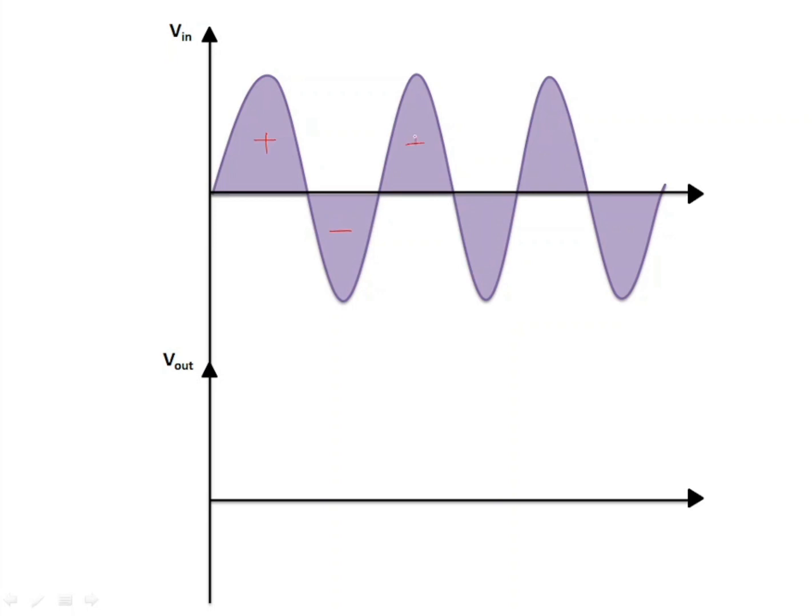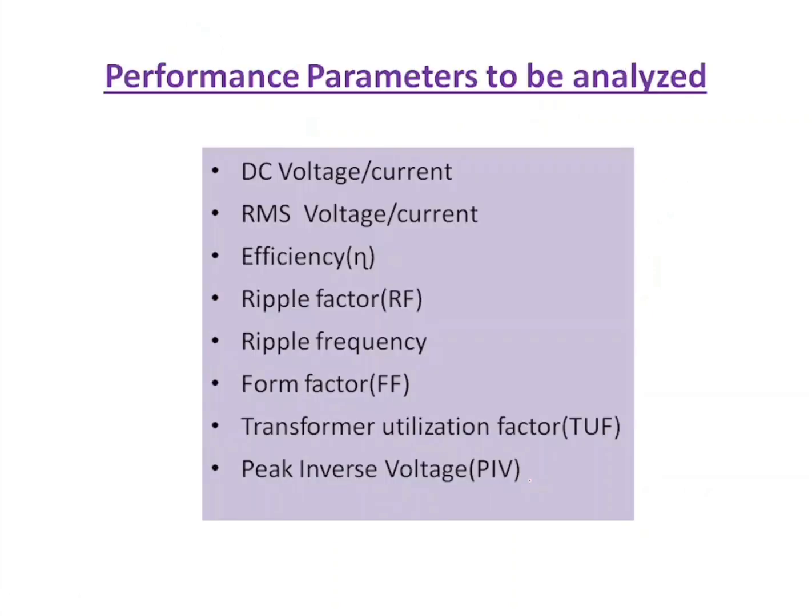We have already talked about the input and output waveform of the rectifier. Input has both positive and negative cycle, but when we come to the output, what do we get? We only get the positive half cycle. Now there are a few parameters which actually define the performance of the half wave rectifier. So we will discuss them one by one.